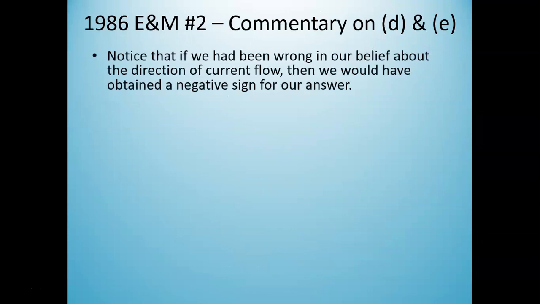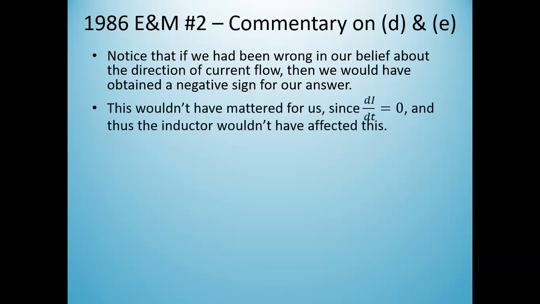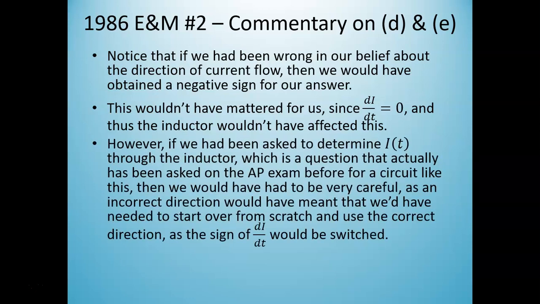So it turns out that if we had been wrong in our belief about the current going through to the right, then we simply would have obtained a negative sign in our answer, but we still would have had the same value at steady state. So that didn't matter for us because we were dealing with steady state. But if they were asking us for I as a function of t, or I, say, halfway through or something like that, and we got a negative answer, then in that case we would have needed to start over, because the sign of di/dt would have been switched. And we would have needed to start back at the beginning and switch the sign back and then obtain a new answer.